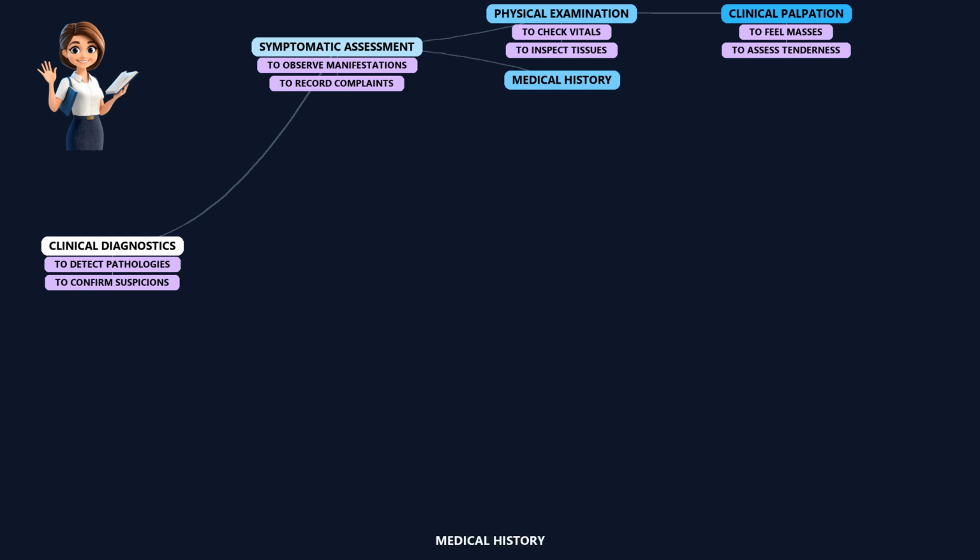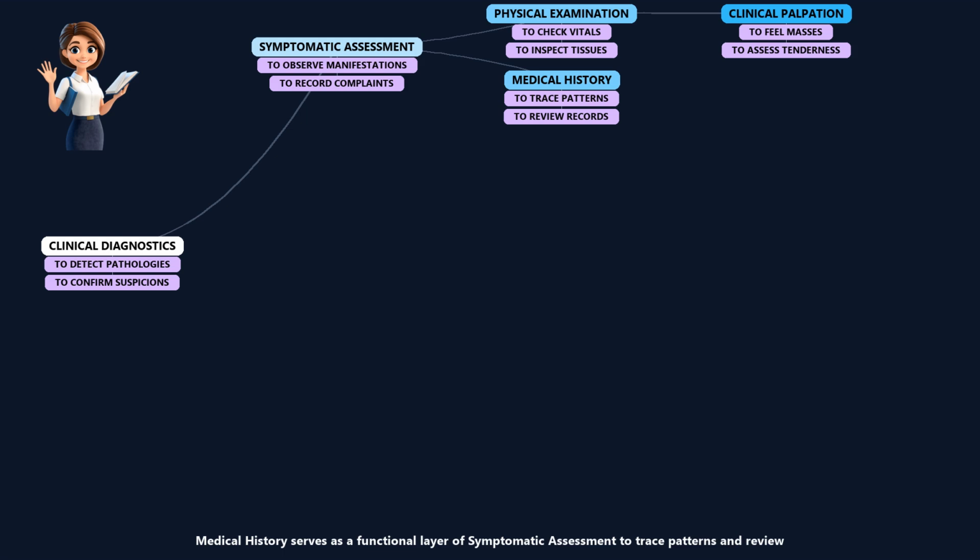Medical history. Medical history serves as a functional layer of symptomatic assessment to trace patterns and review records from the past. Essentially, the doctor is checking your family's health to see if your problem is inherited.